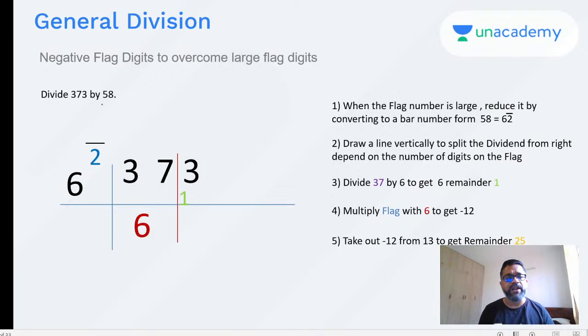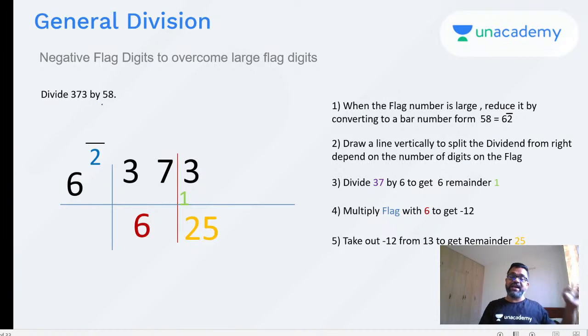My next step will be to take 13 and multiply 6 into minus 2. What do I get when I multiply 6 into minus 2? I get minus 12, right? So now when I subtract minus 12 from 13, I'm always effectively going to be adding, right? So 13 plus 12 is 25. So my answer is 6 remainder 25.